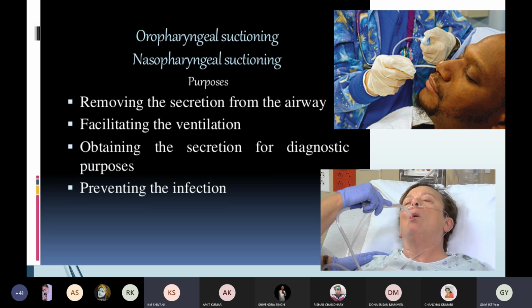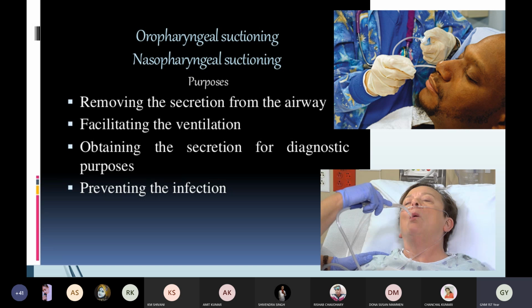You know, the procedure is very similar. These two procedures are very similar, only the entry portion is different. Oropharyngeal means we remove the secretions of the mouth, and nasopharyngeal means we remove whatever secretions are inside the nose to the pharynx.